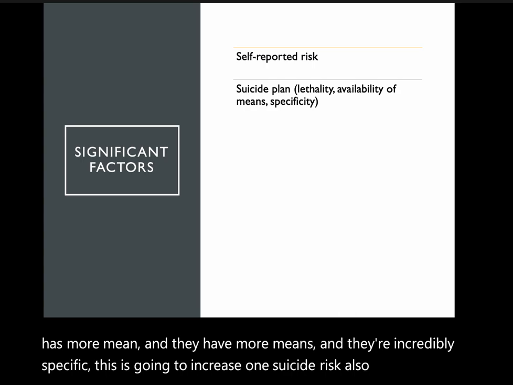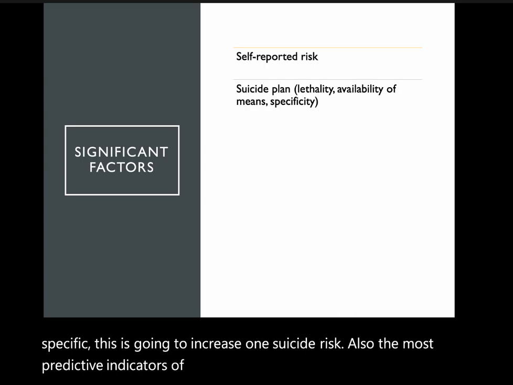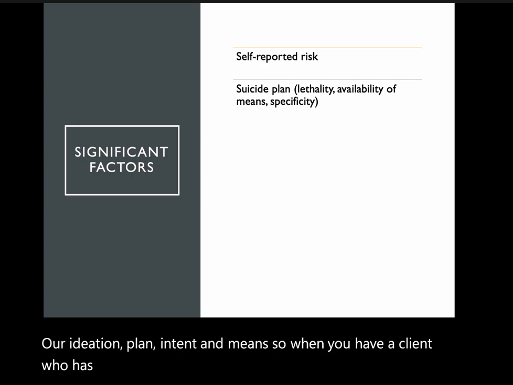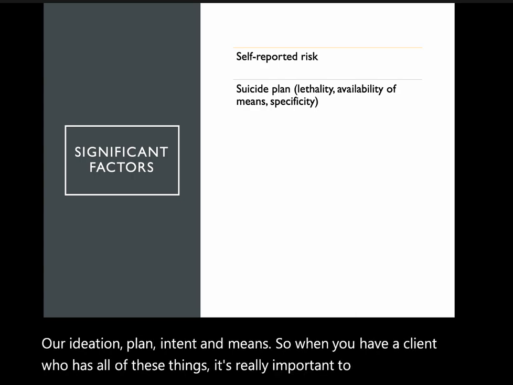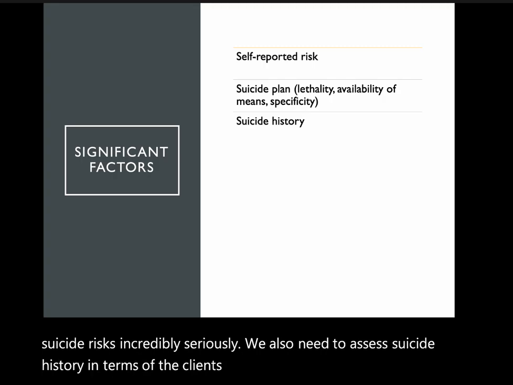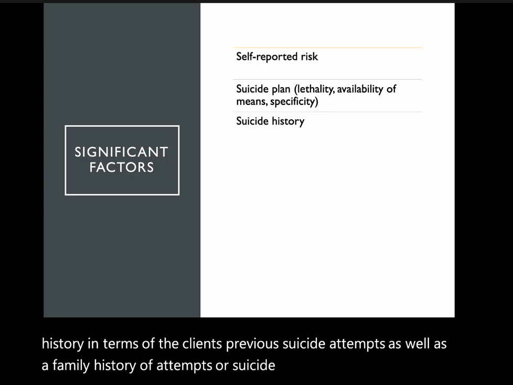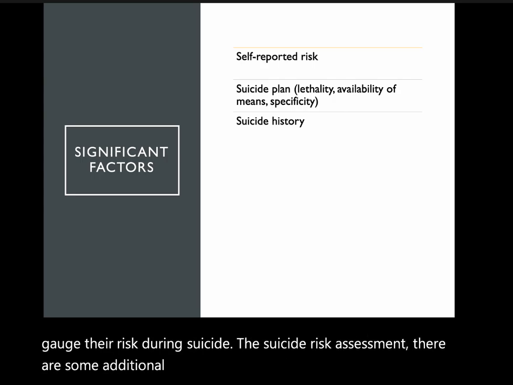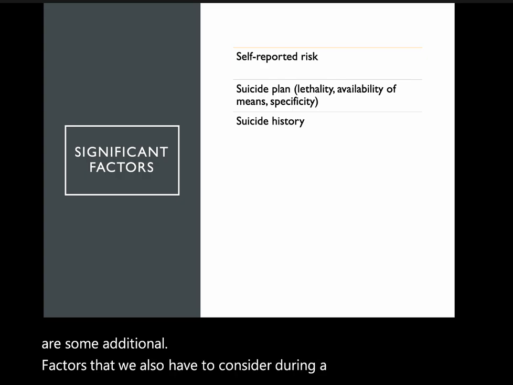Also, the most predictive indicators of suicide risk are ideation, plan, intent, and means. So when you have a client who has all of these things, it's really important to take any of their suicide risks incredibly seriously. We also need to assess suicide history in terms of the client's previous suicide attempts, as well as a family history of attempts or suicide, because it helps us to gauge their risk during the suicide risk assessment.